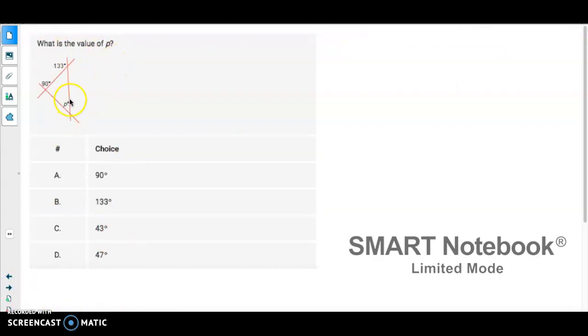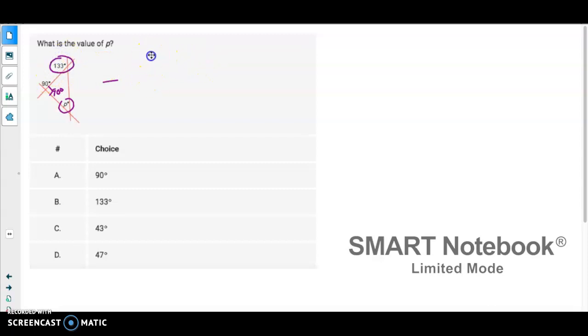What is the value of P? So in this case, we're looking for P. We can do a couple things here. We need to figure out what this angle equals, okay? Actually, let's go down here. This one's easier. This here is 90 degrees because if it's a straight line, both of those are going to be 90. So this is now our exterior angle.